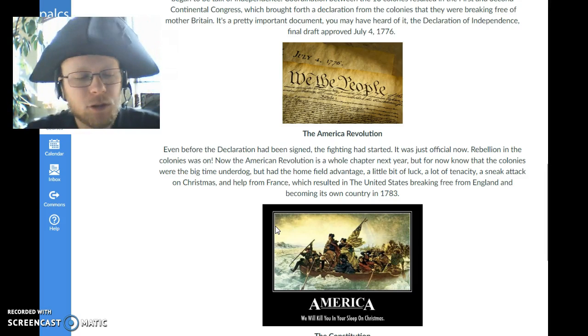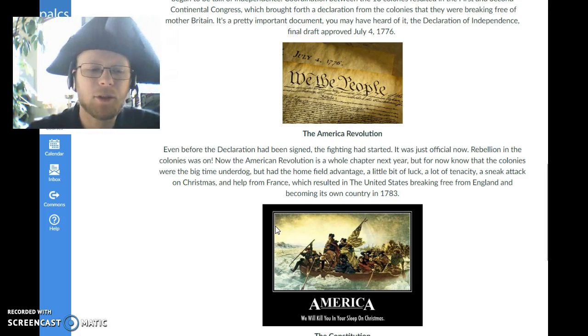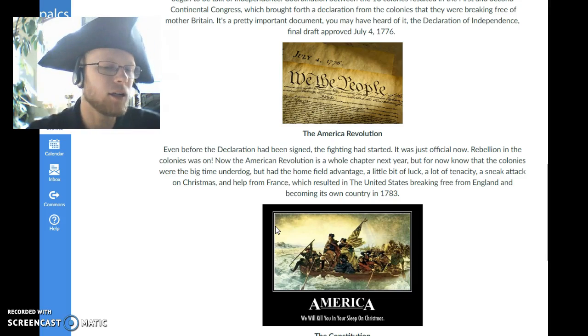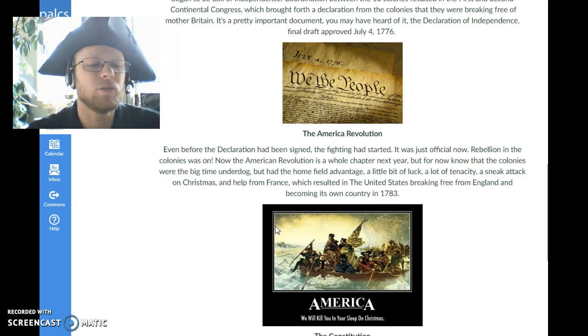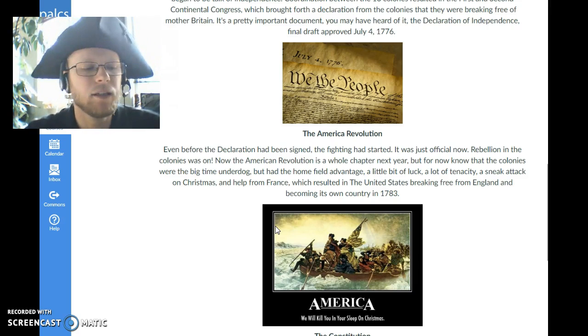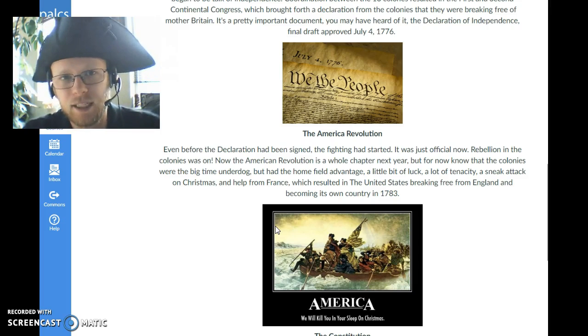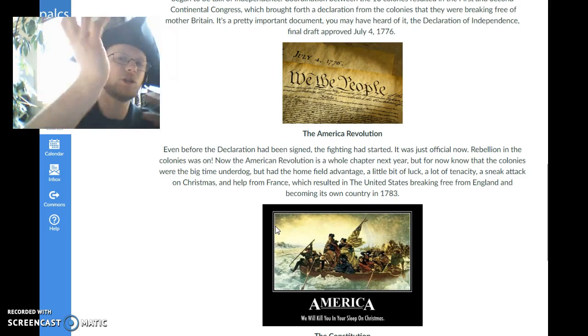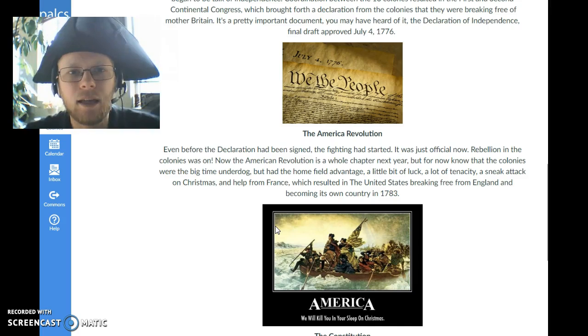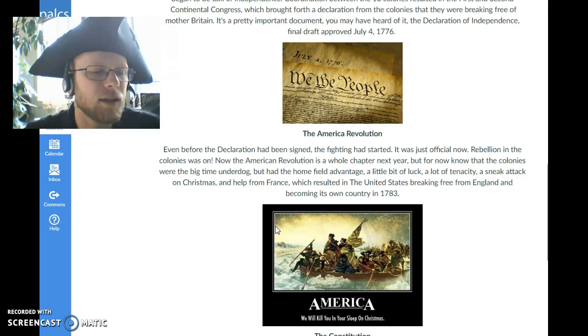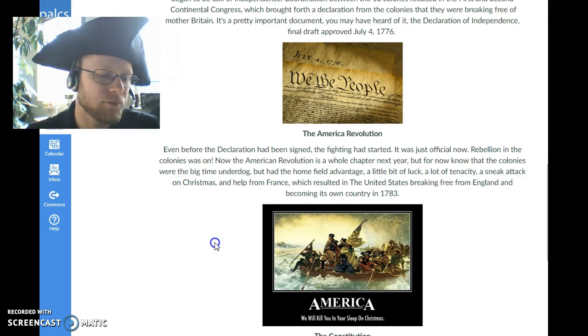Now, the American Revolution itself, the fighting, is a whole chapter next year, but for now, know that the colonies were the big-time underdog, but had the home field advantage. A little bit of luck, a lot of tenacity, a sneak attack on Christmas, and help from France resulted in the United States breaking free from England and becoming its own country in 1783. Really, that's when the Treaty of Versailles was signed, and Britain recognized the United States as its own country.